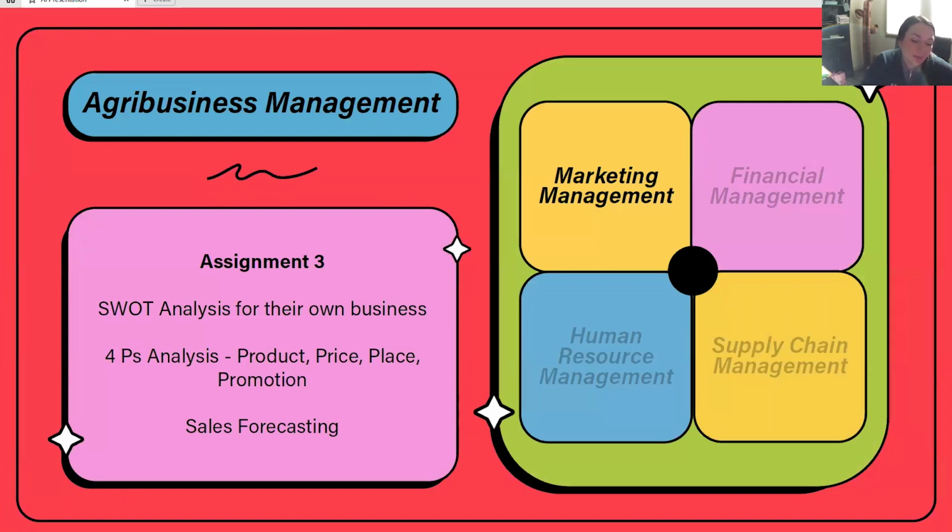Assignment 3 was a SWOT analysis. So that's a fundamental part of a SWOT, with that SWOT analysis for their own business and going through the 4 Ps: product, price, place, and promotion. They were required to do each of these in detail, going all the way through a sales forecasting for a specific product that they chose within their business.